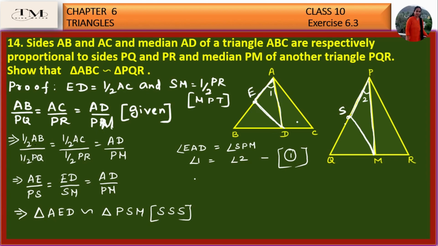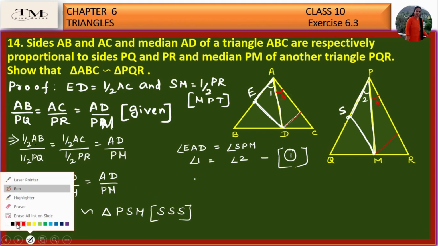In the same way, if we draw a line from D, the median, parallel to AB, it will meet the third side AC, and we will get a midpoint here. In this triangle, if we draw a line from the median M parallel to PQ, it will meet PR at the midpoint. If we follow the same procedure, we will get these two angles, angle 3 and angle 4. Triangle ADC and triangle PMR will be similar. Then angle 3 will be equal to angle 4.